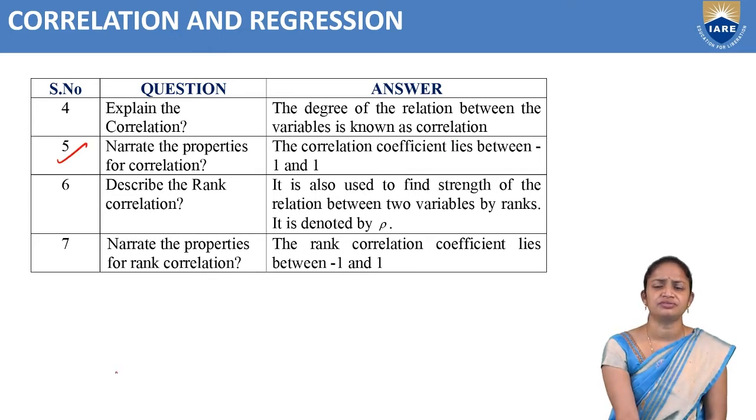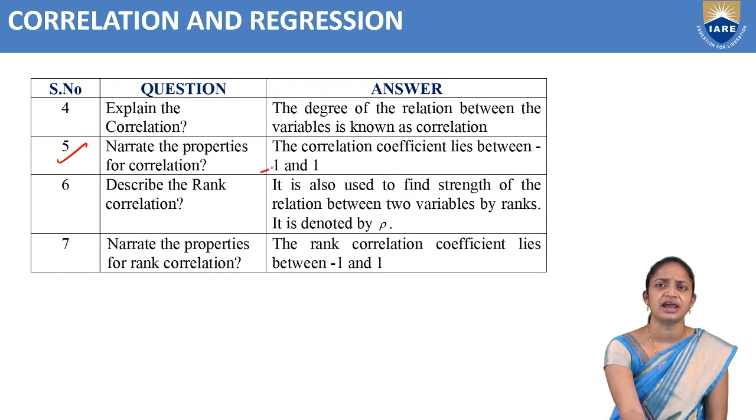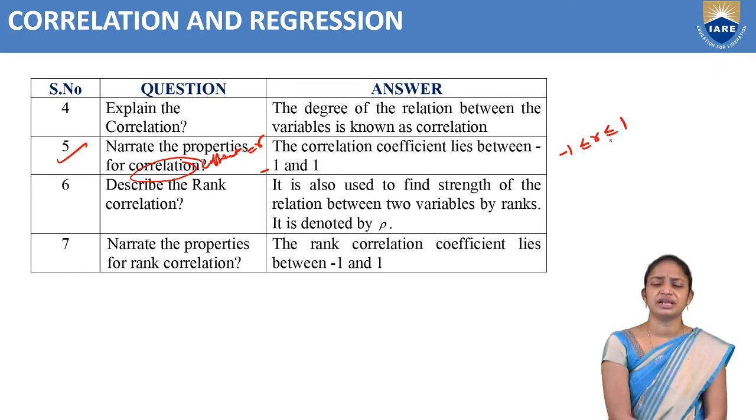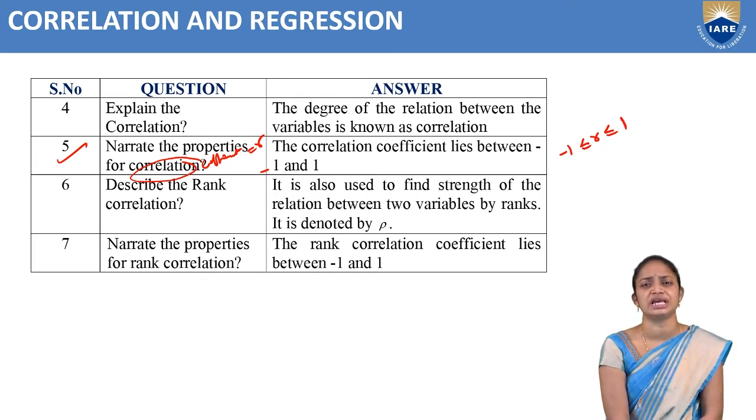Narrate the properties for correlation. The correlation coefficient always lies between minus 1 and 1. This is the property of the correlation coefficient. It is denoted with a small r, so the small r, the coefficient of correlation, always lies between minus 1 and 1.